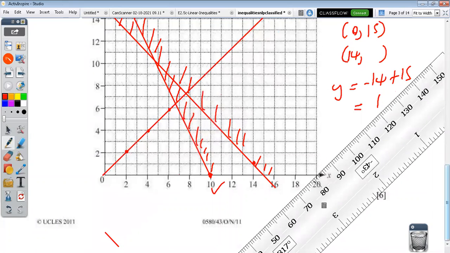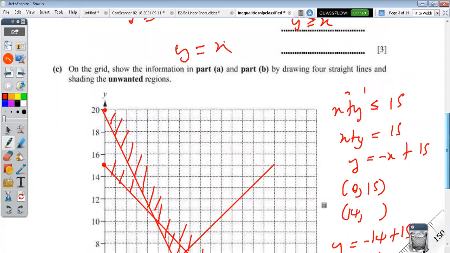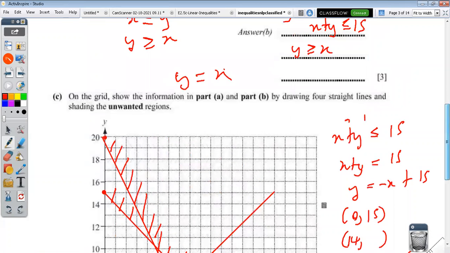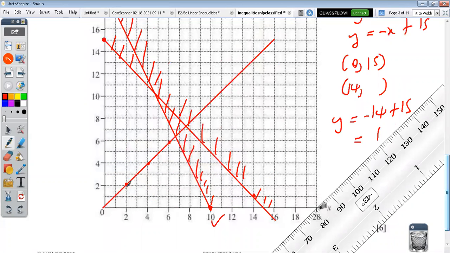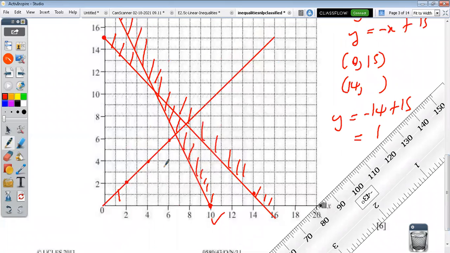Now, what do you want? The value is greater than. Look at this. The value is greater than. So we don't want values below the line. So which region satisfies all the inequalities? There. Can you see that? Making sense?